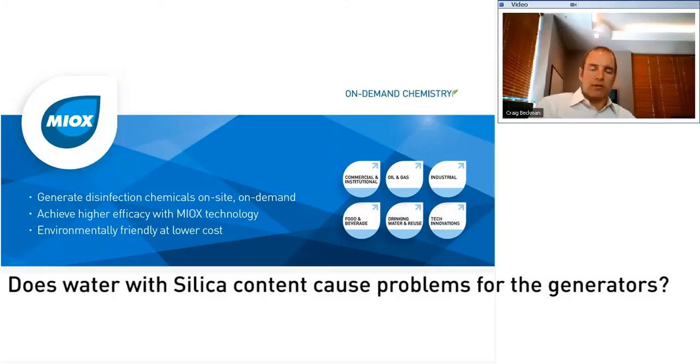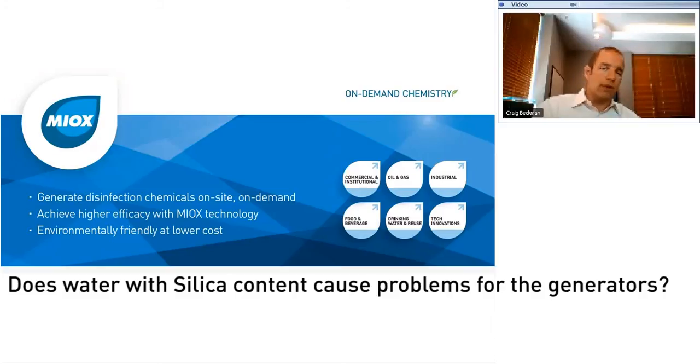Because we're running a very high electric field, the metals that carry a +2, +3 charge are the ones that tend to scale out first. So unlike on a membrane system, where you're actually concentrating the solution and you reach the saturation limit of silica or calcium sulfate, scaling in an electrolytic cell is a little different in that it's driven by the electrolytic charge or the charge difference.